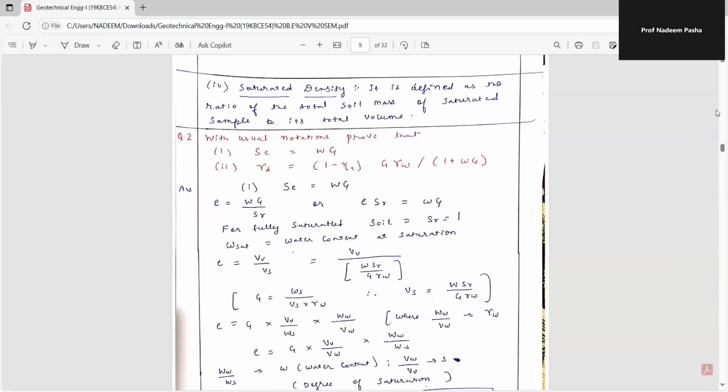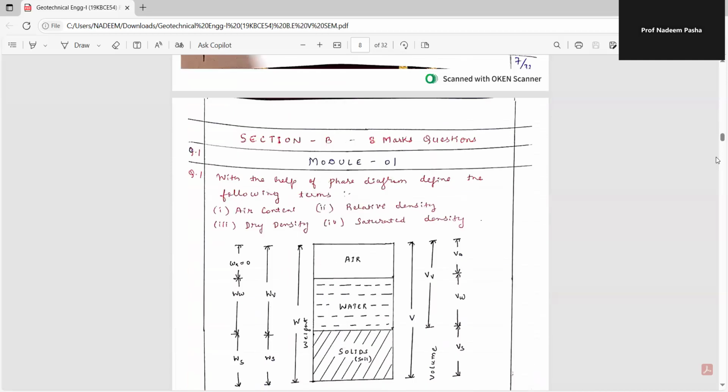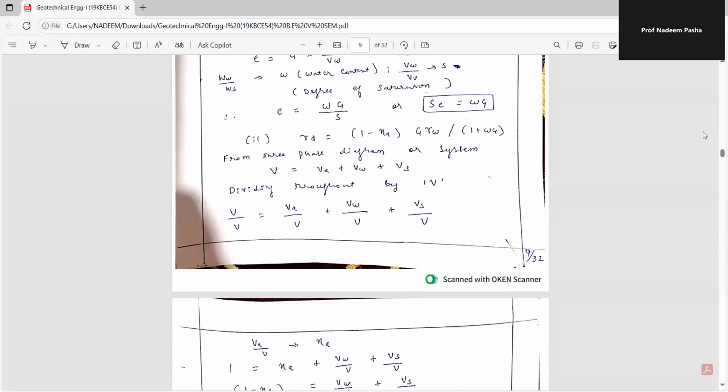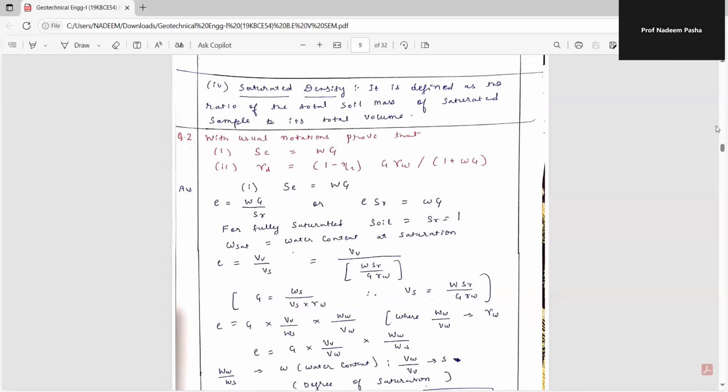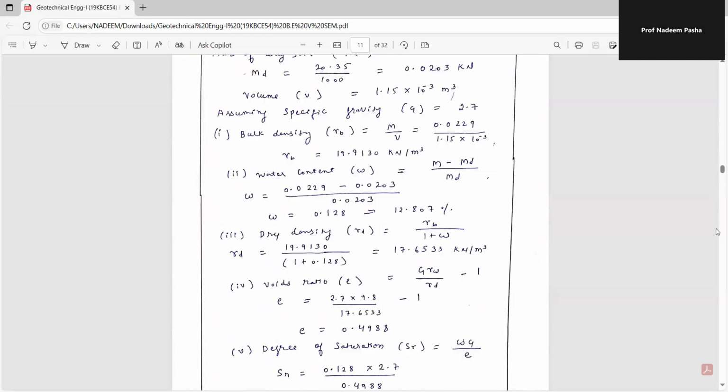That is Se, degree of saturation multiplied by void ratio, e is equal to water content into specific gravity. Similarly, one more relation is there, that is gamma d is equal to (1 minus eta a) into G gamma W divided by 1 plus WG. This also we have understood, but still you have to practice it in order to become perfect.